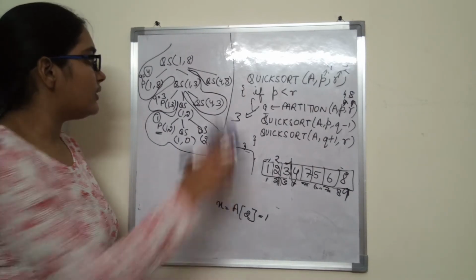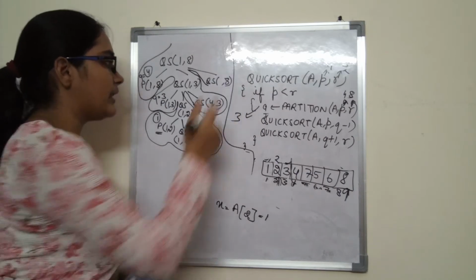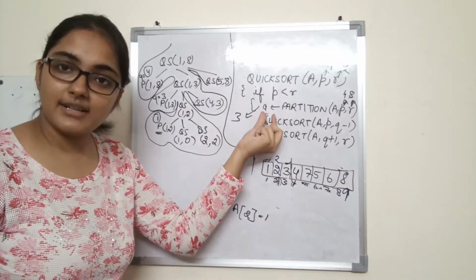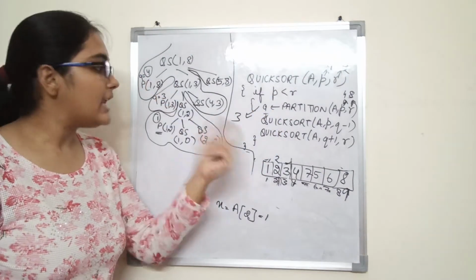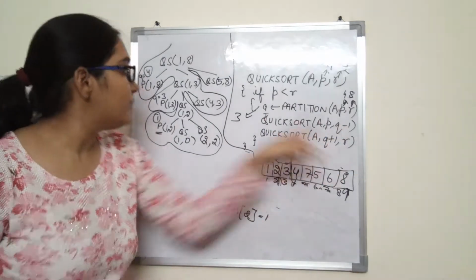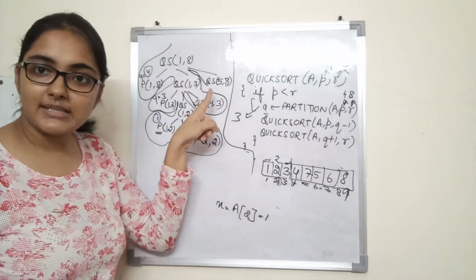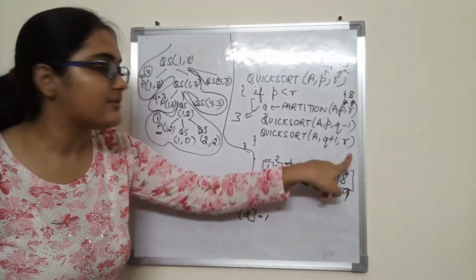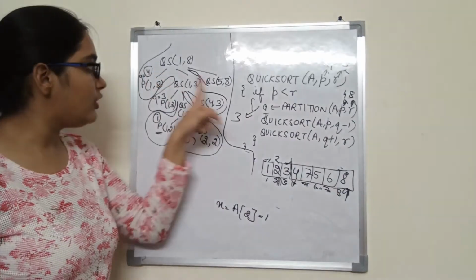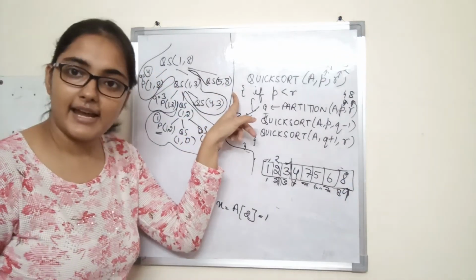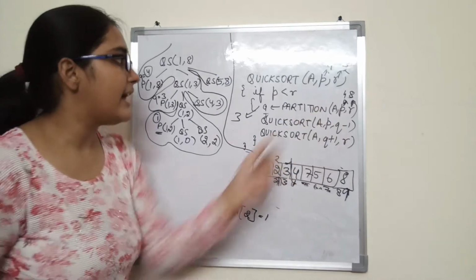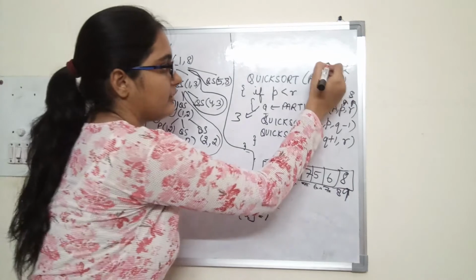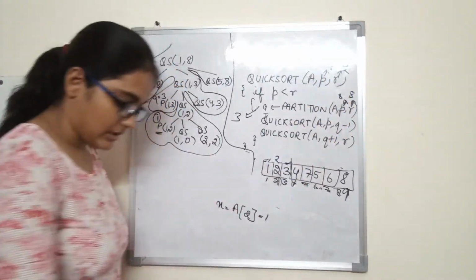4 was it? No, it will be called on 5 and 8 and not 4 and 8. Why? Because 4 was returned here, right? So Q was returned here, Q is equal to 4 here. Now quicksort is called on A, P, Q minus 1. What was P? 1. Q minus 1 is 4 minus 1, that is 3. And then quicksort will be called on A, Q plus 1 and R. What is Q plus 1? Q is 4, so Q plus 1 is 5 and R is 8, right? So it will be called on 5 to 8 and not 4 to 8.